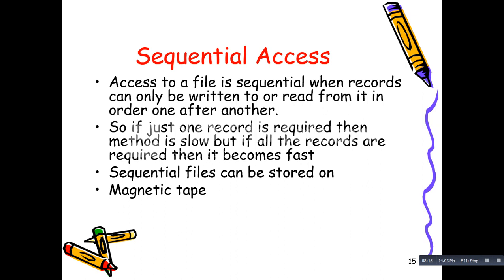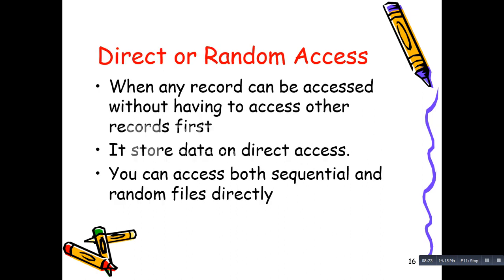Now, direct or random access. A record can be accessed without having to access other records or files first. Data is stored for direct access. You can access both sequential and random files directly. Now we will go further.